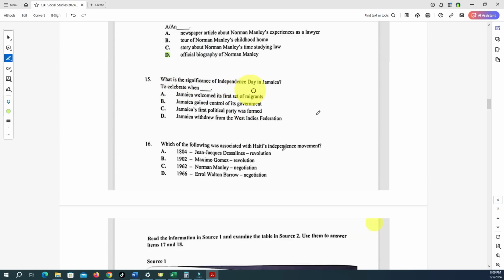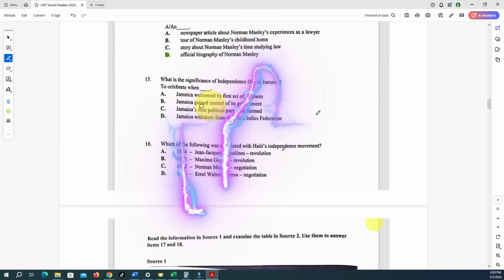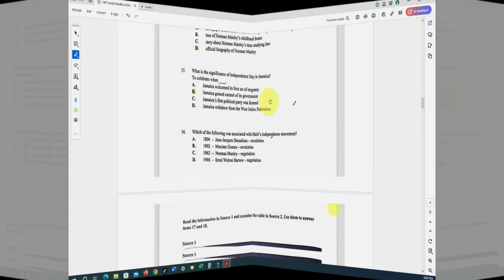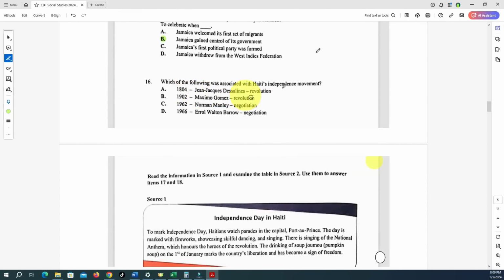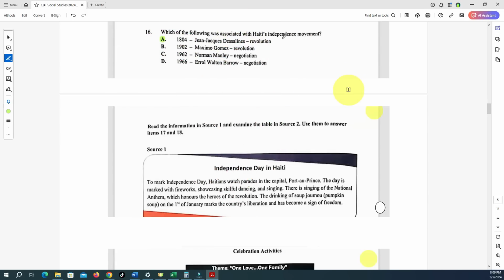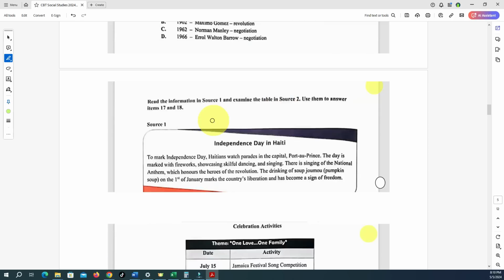What is the significance of Independence Day in Jamaica? To celebrate when Jamaica welcomed its first set of migrants? No. Jamaica gained control of its government? Yeah, that is it. Which of the following was associated with Haiti's independence movement? Jean-Jacques Dessalines. I definitely know that that's him. Revolutionist. I think he was an emperor at that time.